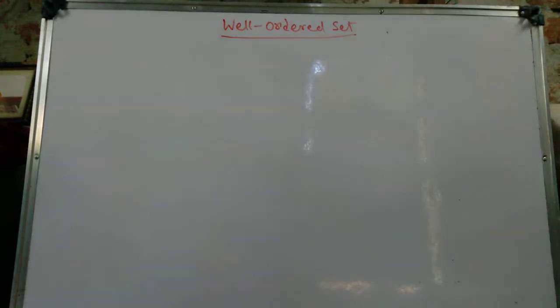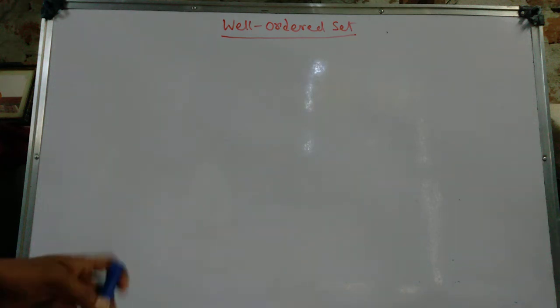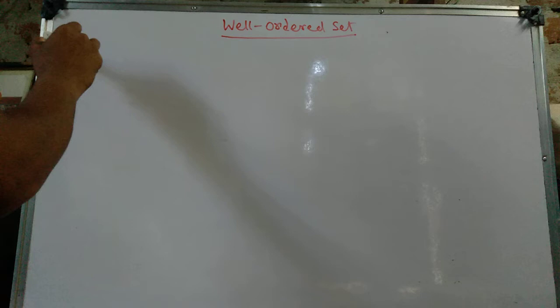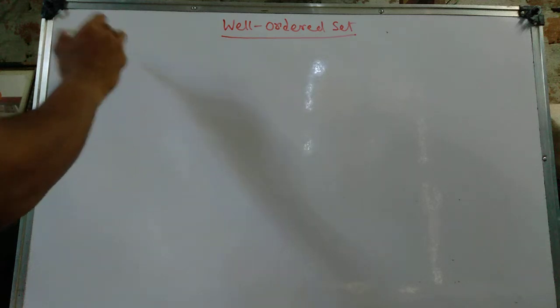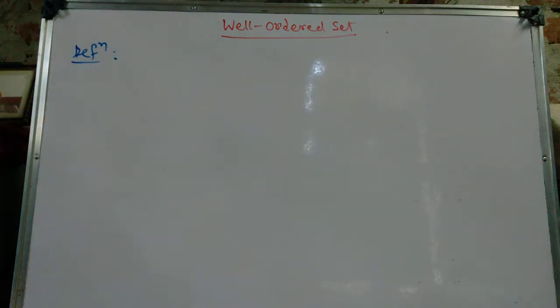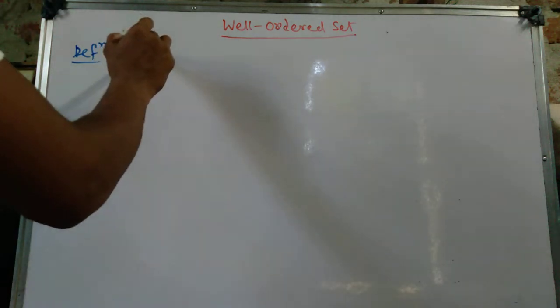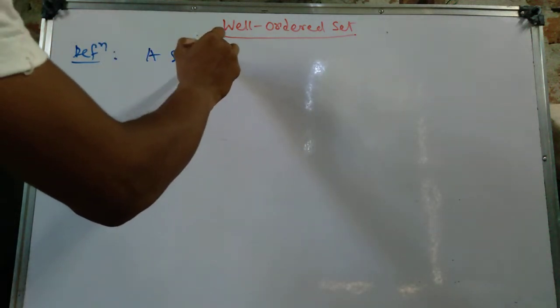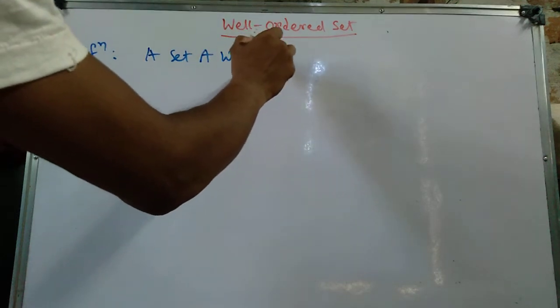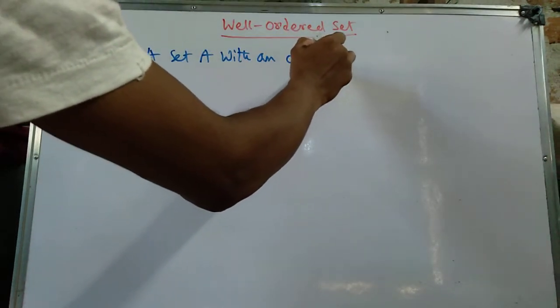Today we start well ordered sets. We first start with the definition of a well ordered set. We write this definition. A set with an order relation is a set A with an order relation.